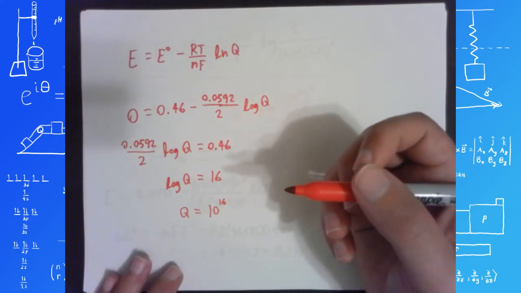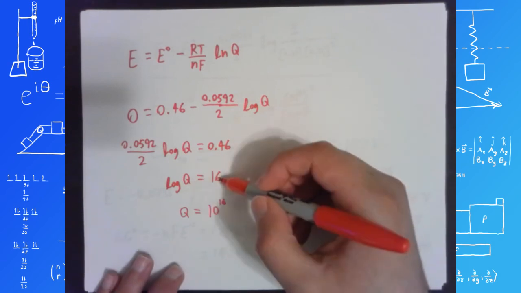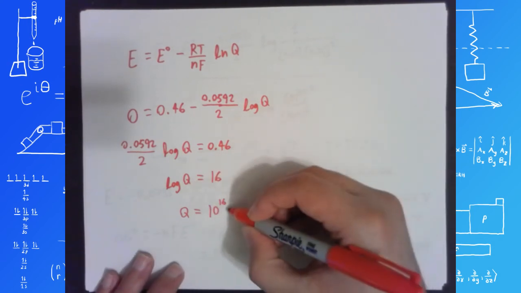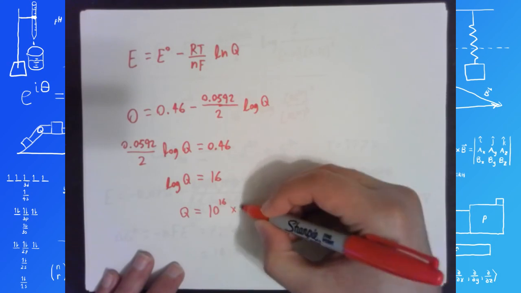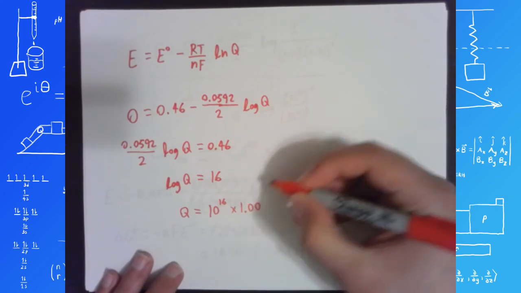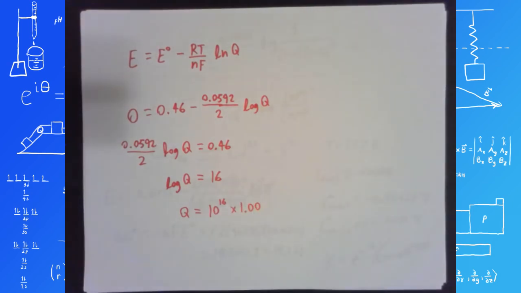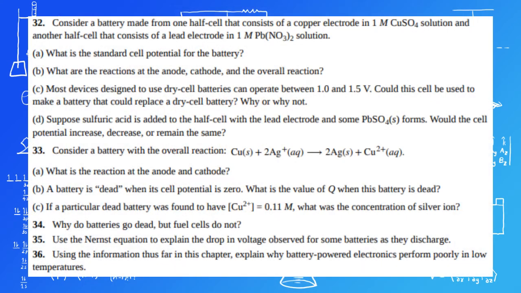Or, well, let's see, so 2 sig figs, 2 decimal places, so it would be 1.00 times 10 to the 16th power. Okay, yeah, that's quite the ratio. Okay, moving on, part C.